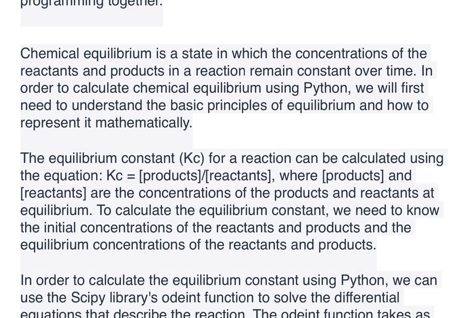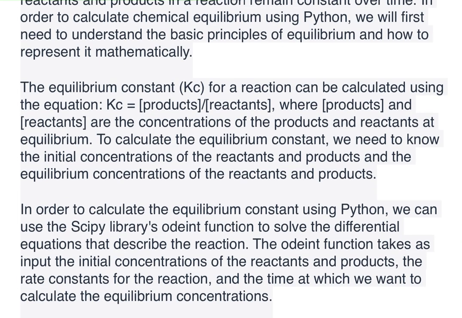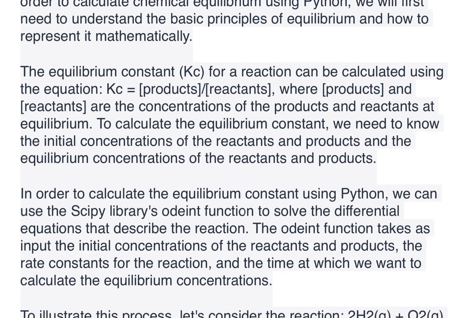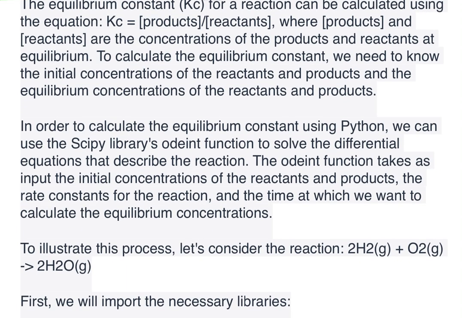The equilibrium constant Kc for a reaction can be calculated using the equation Kc equals [products] over [reactants], where products and reactants are the concentrations of the products and reactants at equilibrium. To calculate the equilibrium constant, we need to know the initial concentrations of the reactants and products and the equilibrium concentrations of the reactants and products.